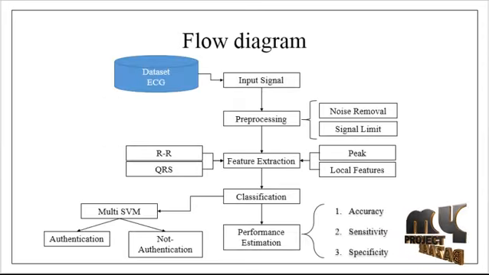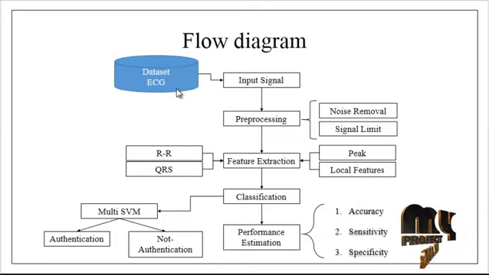Now we are going to discuss the flow diagram of the process. This is the overall working flow of this process. The modules in this project are input signal, pre-processing, feature extraction, classification and finally performance estimation. At first the input signal is taken from the dataset.